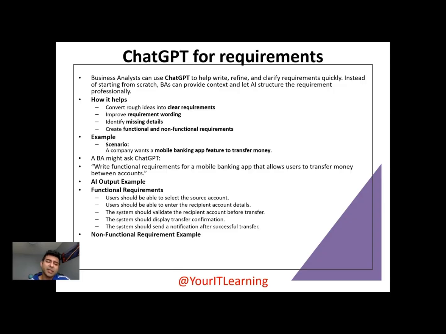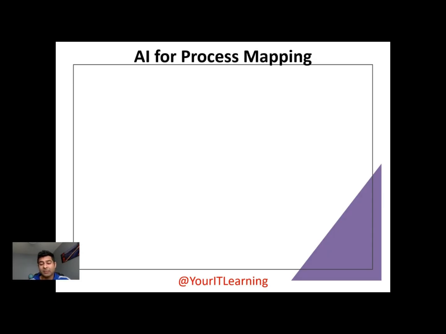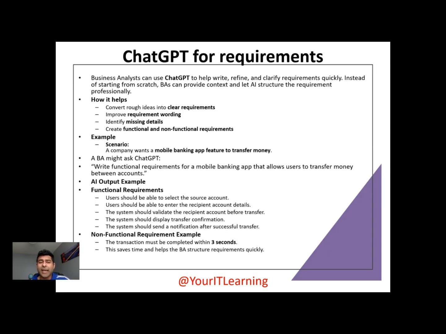Now let's talk about a non-functional requirement example. The transaction must be completed within 3 seconds. This saves time and helps the BA structure requirements quickly. And remember, I always emphasize the difference between a functional requirement and a non-functional requirement: a functional requirement outlines the steps needed. Take an example, taking money out from the ATM will be you put in your ATM card, you punch in the PIN number and take the money out. The non-functional requirement will be how quickly you can take the money out.